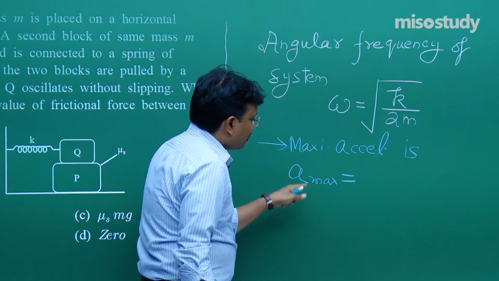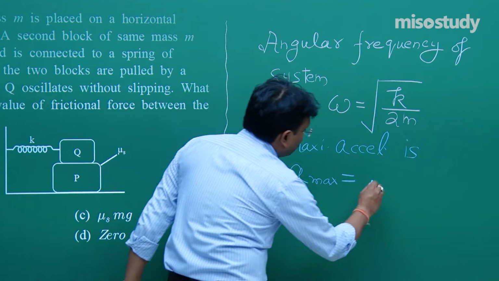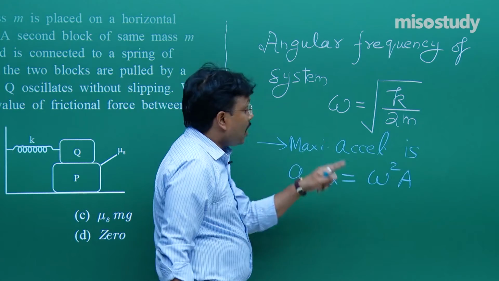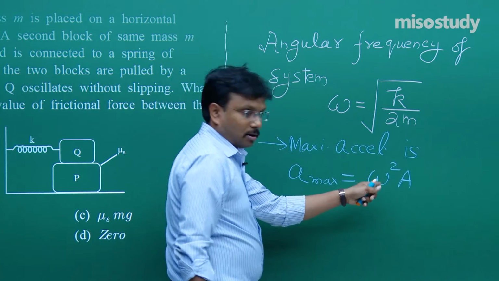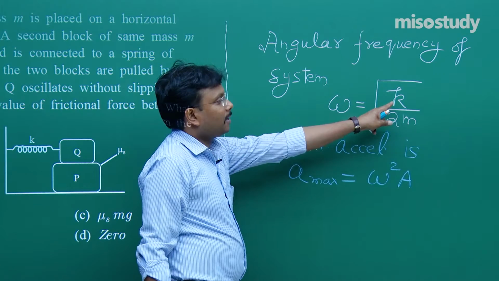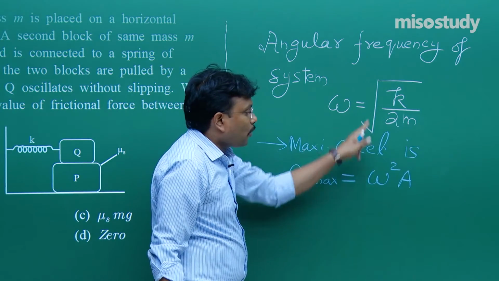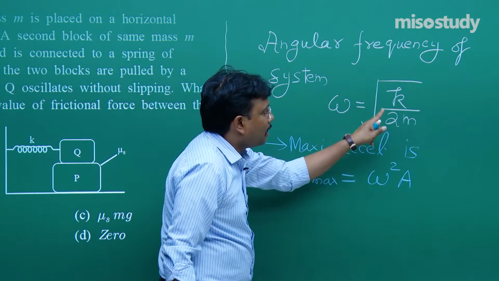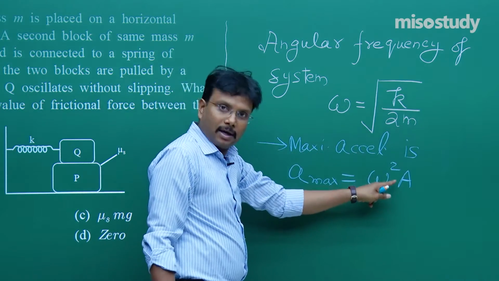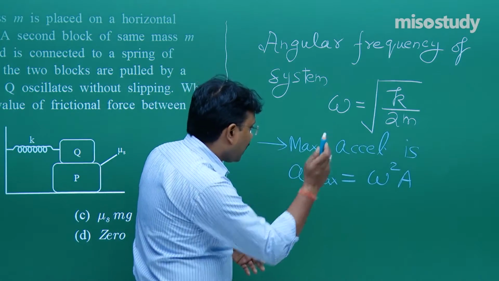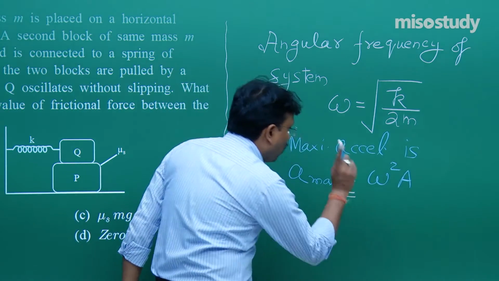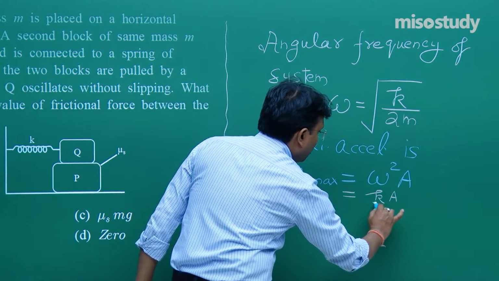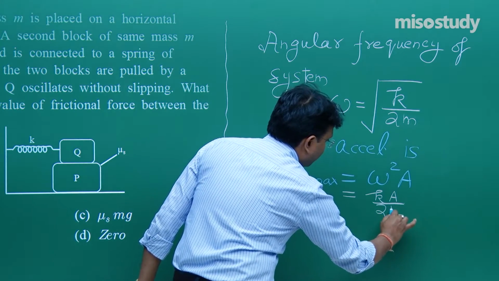P and Q. So maximum acceleration A max is equal to omega square A, well known relation, we know that. So omega square A, or what is the value of omega? K by 2m under root. So square means at this place of omega square you can write K upon 2m into A. So I will write this using a white chalk so that you can feel the difference, that is Ka upon 2m.